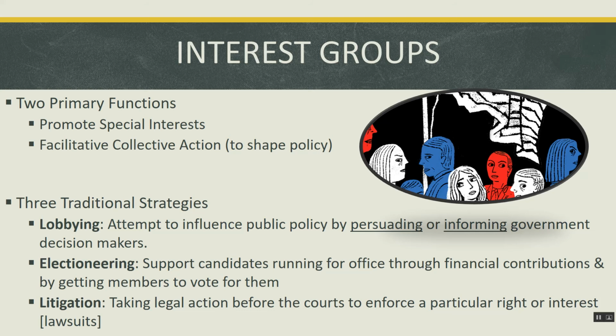So 9 times out of 10, simply participating in the democratic process is not an effective way for Native Americans to influence government decision makers and make sure that those decision makers are aware of and paying attention to their special interests. Fortunately, we've got special interest groups like the NCAI, the National Congress of American Indians, which, and this is their second major function, facilitate collective action in order to shape public policy. Right? The 2 major functions of interest groups are promoting special interests and facilitating collective action.